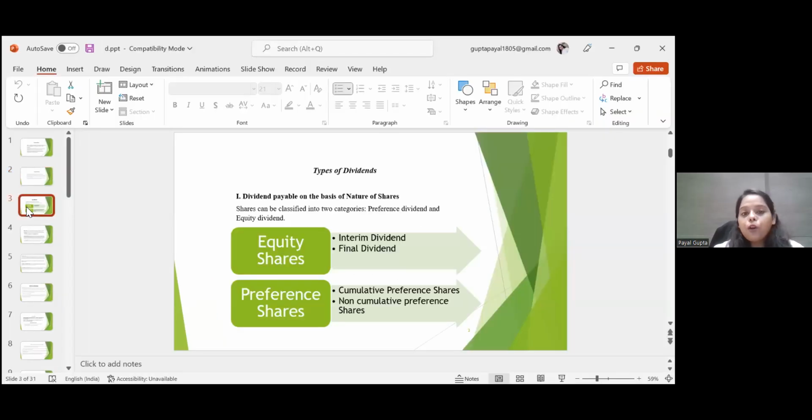Now we are going to talk about types of dividend. Dividends are of many types, but we are only covering these company law aspects. Shares are basically classified into two: firstly, preference shares and, secondly, equity shares. On equity shares, the company usually gives two types of dividend: one is final dividend and another is interim dividend. And on preference shares, there are two types of dividend: one is cumulative dividend and another is non-cumulative.